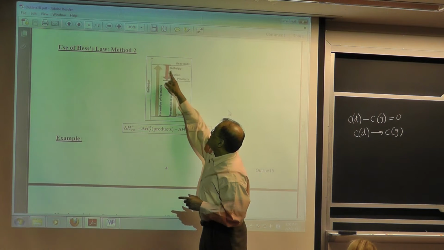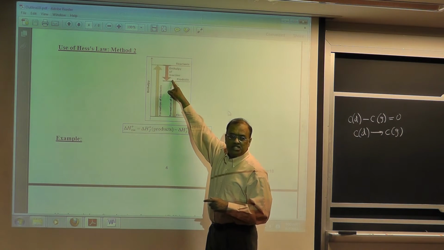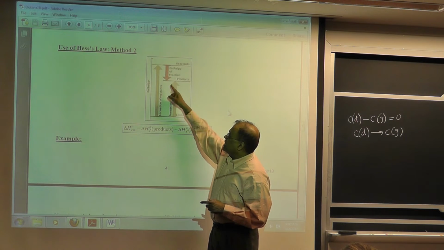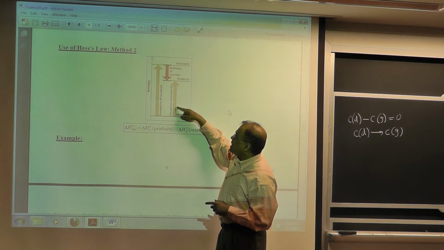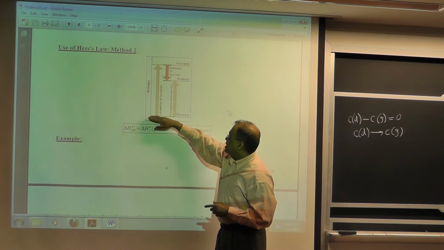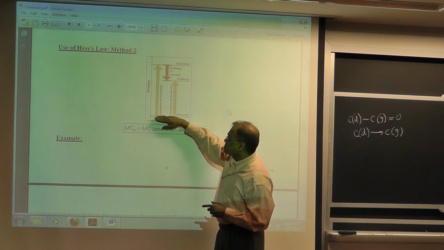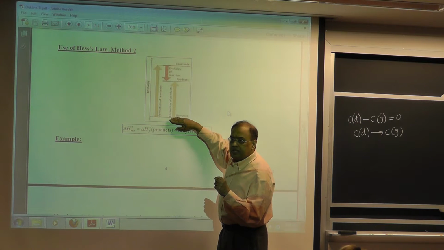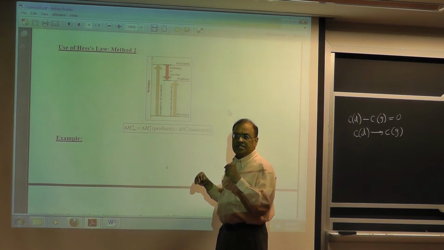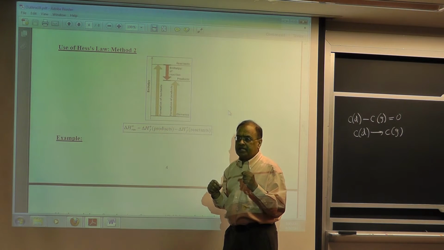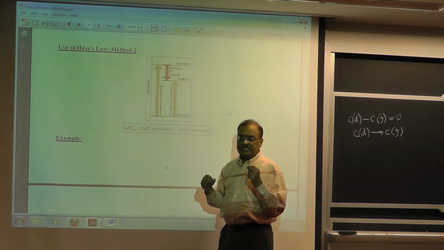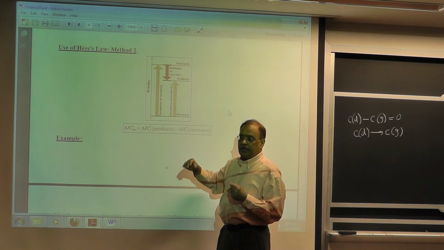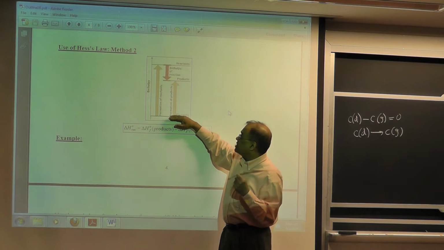So you're going from reactants to products. The enthalpy change is what you're asked to calculate. What you're given is the enthalpies of formation of the reactants and the enthalpies of formation of the products. The reactants and products start from elements because by definition the enthalpy of formation is the enthalpy change associated with forming 1 mole of a substance from its elements in their most stable form under standard state conditions. That's what enthalpy of formation means.